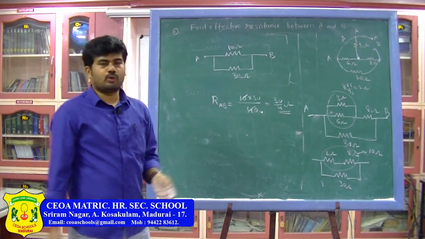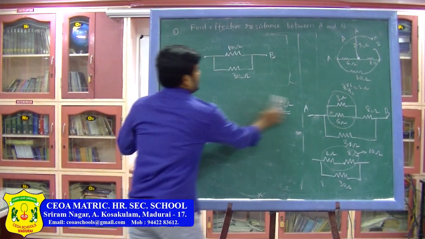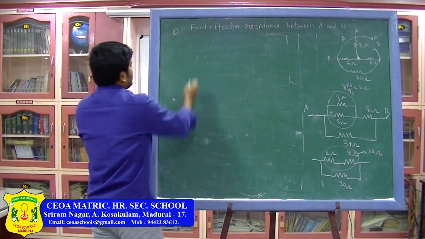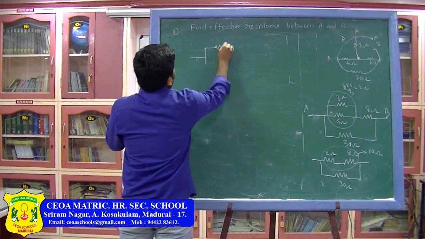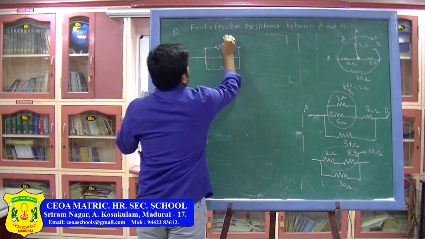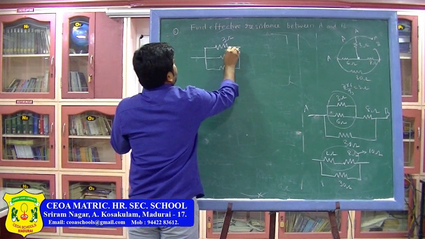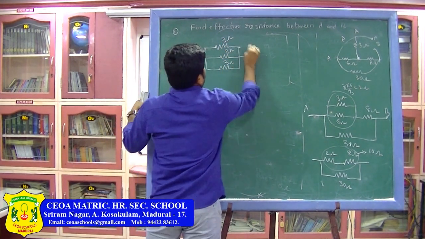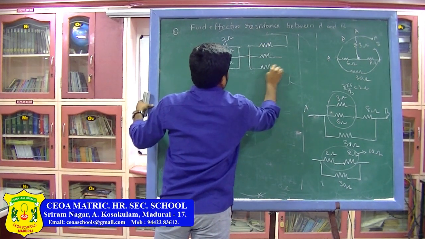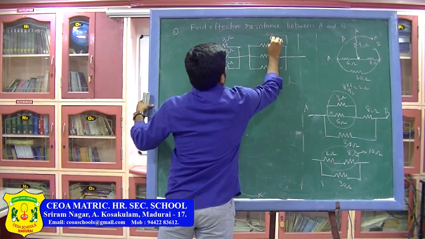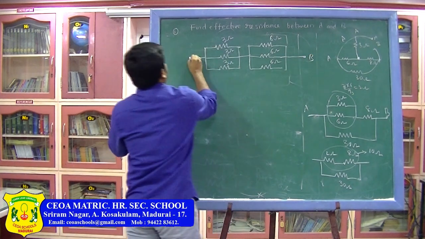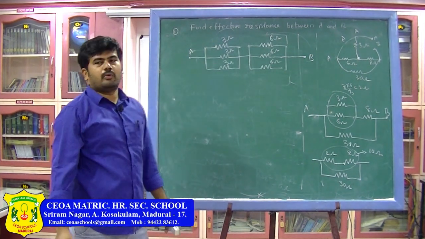Now let us discuss one more circuit for finding equivalent resistance. Another example. Find equivalent resistance between points A and B. This is the circuit given. Each resistance is equal to 3 ohm, and there is another parallel combination of 3 resistors, each 6 ohm. This is 6 ohm, 6 ohm and 6 ohm. This is the circuit given. Now find the resistance between points A and B.